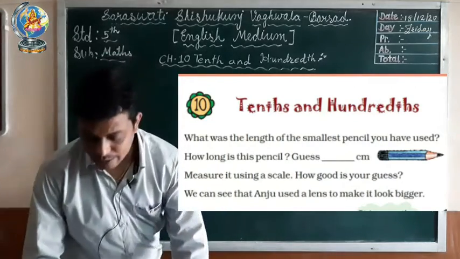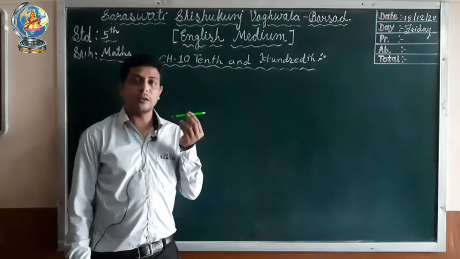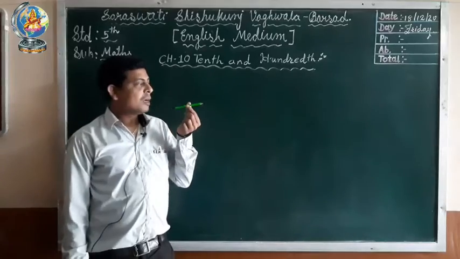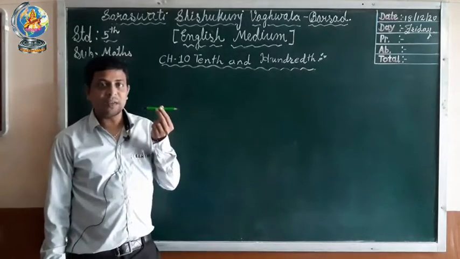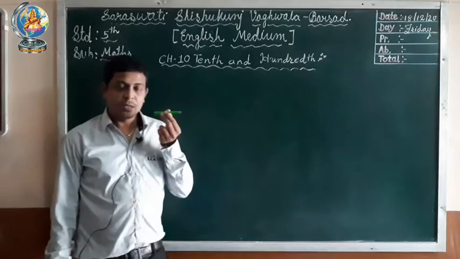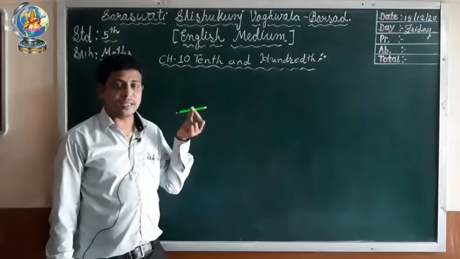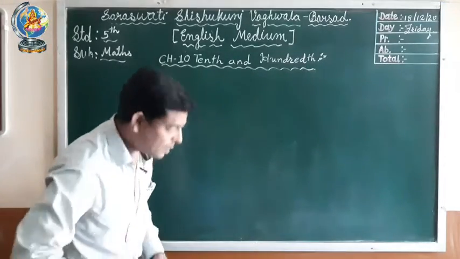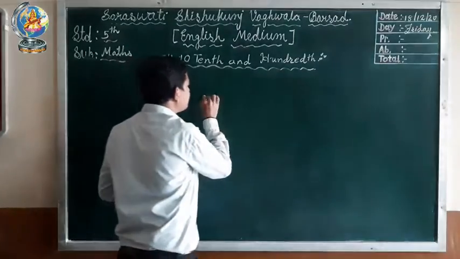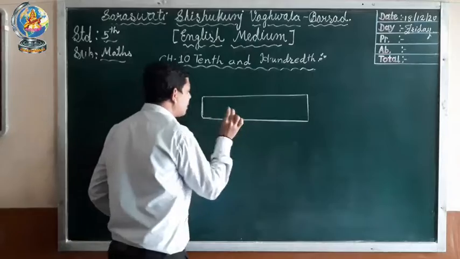Now you can see here I have this pencil. You have to use your smallest pencil. Now I have to measure this pencil with the help of a scale. How will we measure with the help of a scale? So I will show you on screen. You can see here. Suppose this is a scale. In your geometry box you have a scale.